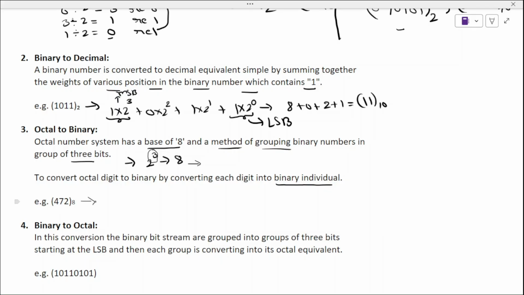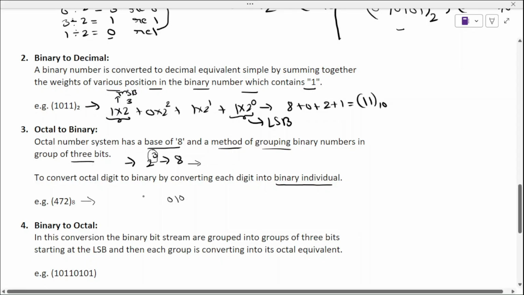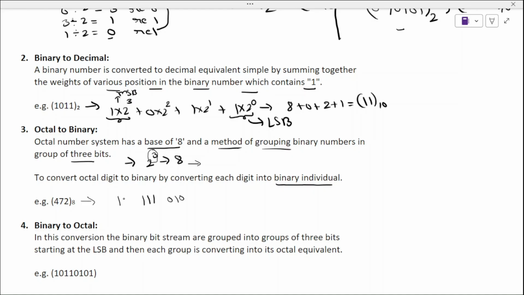So we will write 472 in the binary number system. 2 in binary is 0 1 0. 7 in binary is 1 1 1. 4 in binary is 1 0 0. So my number is 1 0 0 1 1 1 0 1 0. This is my binary number, which is equivalent to 472 in the octal number system. Oh, sorry, octal numbers.